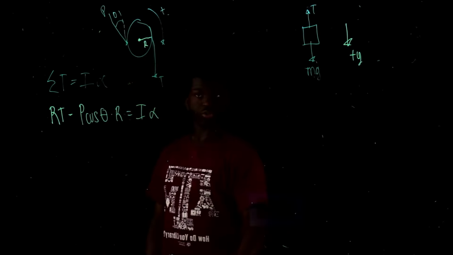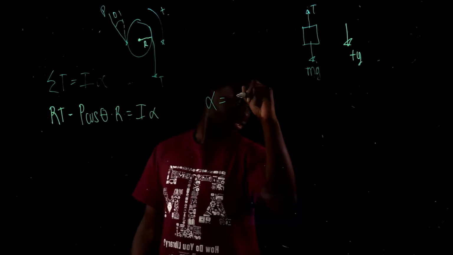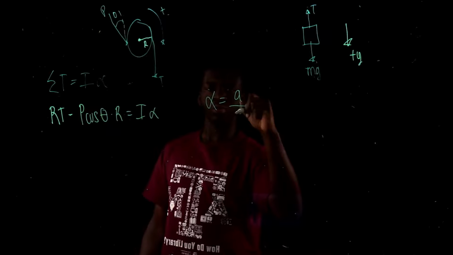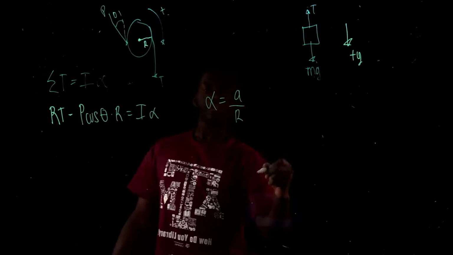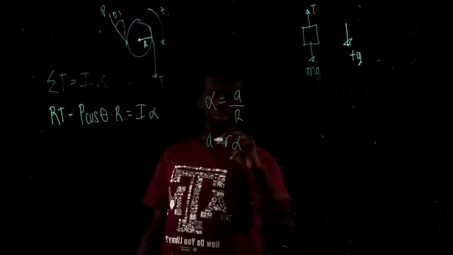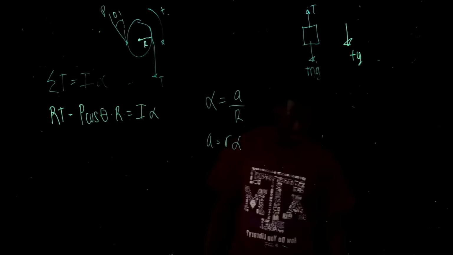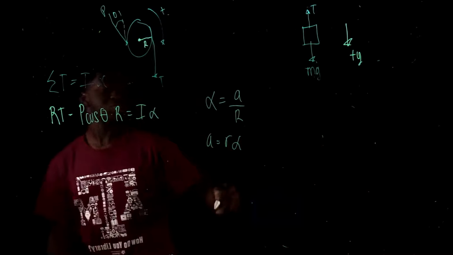Okay. After that, also another formula you need to write. It's kind of given, it's kind of something you have to remember. A over R. If you know A is equal to R alpha, alpha is just A over R. So it's kind of like manipulation with the formula. So next, we're going to have to use this one right here.